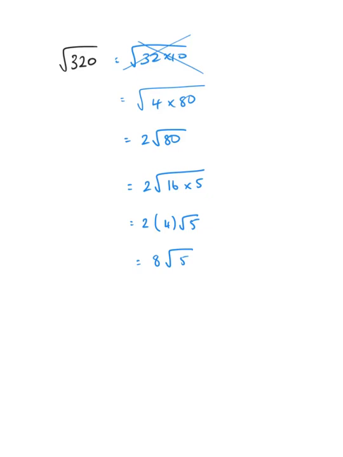Now I could have started off up here with saying that 320 is the same as 64 times 5 and got straight to 8 root 5. But it's not always easy to spot the biggest square number, so if you don't have the biggest square number, just always remember to check to see if the number that you've put into the square root is also a multiple of a square number.